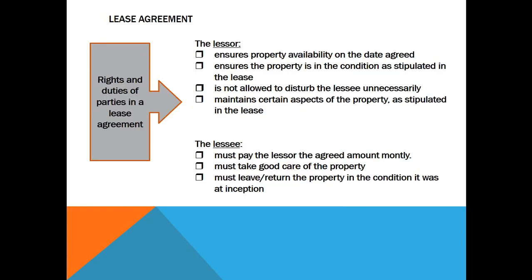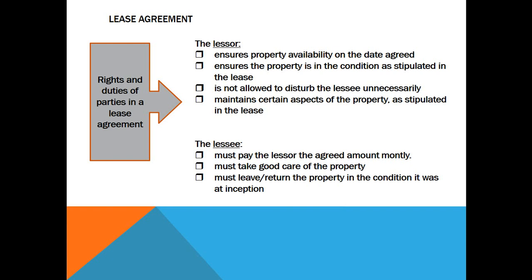So in this lease agreement, what are the rights and duties of both parties? Well, the lessor, the person who owns the asset, has to make sure that it's available on the date that was stipulated in the contract, okay? Has to ensure that the property is in the condition as stipulated in the contract. Also, the lessor can't come and interfere in the daily running of a business the whole time and check up unnecessarily on his asset, right? The lessee has to pay the agreed amount monthly.